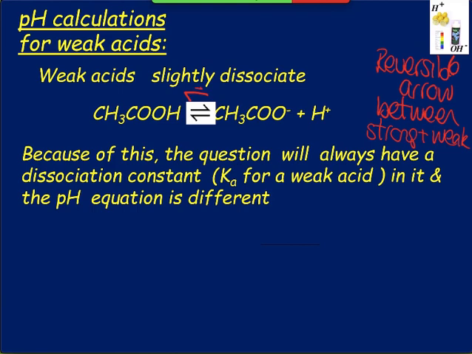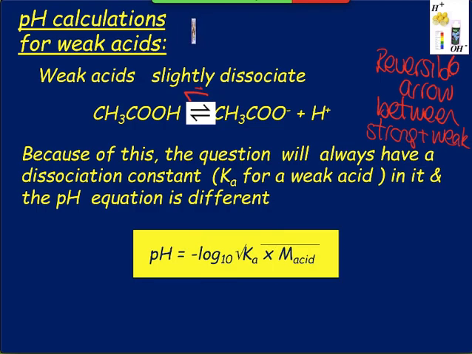So because of this, there will always be a dissociation constant, and it's called Ka for a weak acid, and for a weak base it's going to be called Kb. So the pH equation is slightly different, the one that you have to learn. So the pH of a weak acid is written like this: negative log to the base 10, and now we are square rooting the Ka and the Ma. Ma is not the same as your hydrogen ion concentration. It is the concentration of your acid. So in shorthand, it is negative log base 10 of the square root of Ka times Ma.